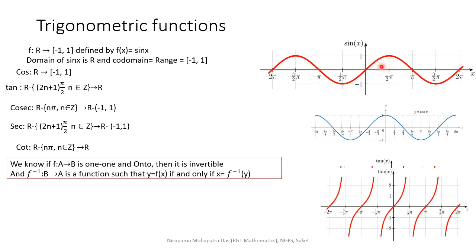And as we have already studied, how to test a function is not 1-1: the horizontal line test. It means if you take a horizontal line and that line intersects the curve at more than 1 point, it shows the function is not 1-1. So it clearly shows in all of the trigonometric functions, right? By nature, trigonometric functions are periodic functions, so these are not 1-1 functions. It means they are not bijective, so none of the trigonometric functions are invertible.